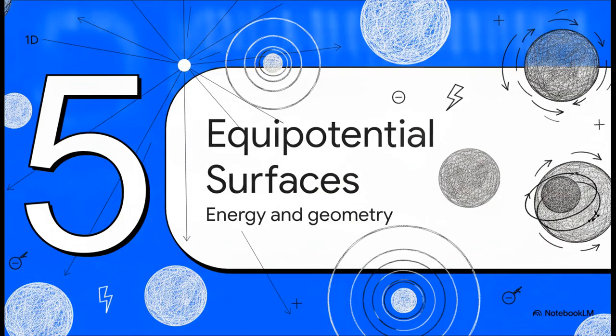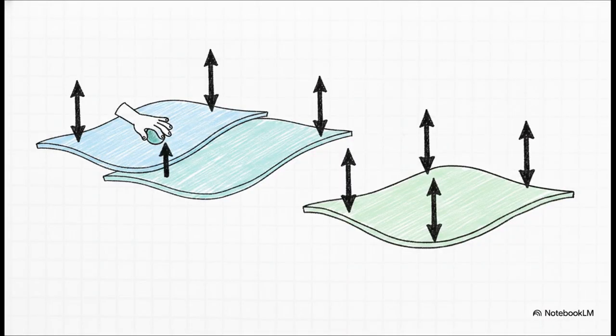Moving along to Section 5, equipotential surfaces and energy. Let's scale things up from points to continuous planes and spheres. If a surface has the exact same voltage everywhere, the change in voltage, delta V, is exactly zero. Since work equals charge times delta V, moving a charge anywhere across this surface requires zero work. Now, if it requires zero work, the electric field cannot be pushing against you. This means the field lines must mathematically be strictly perpendicular to the surface at all times.